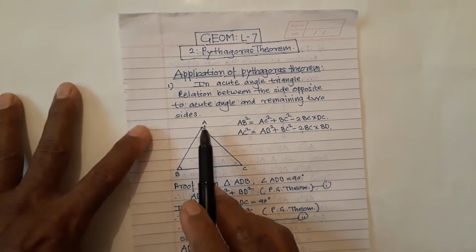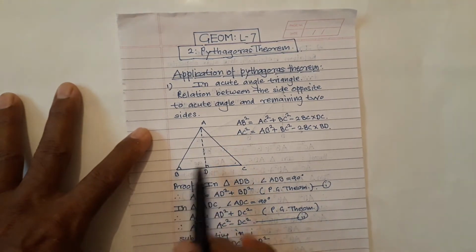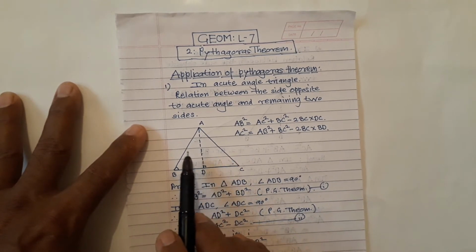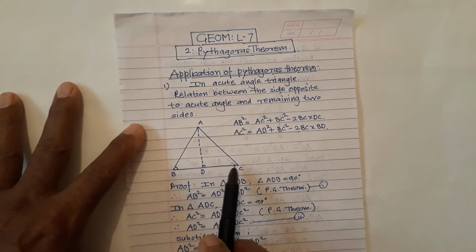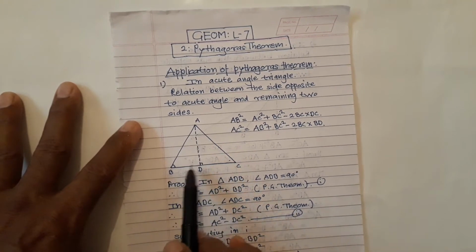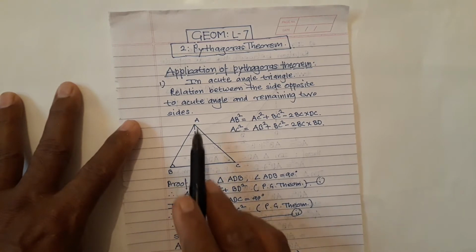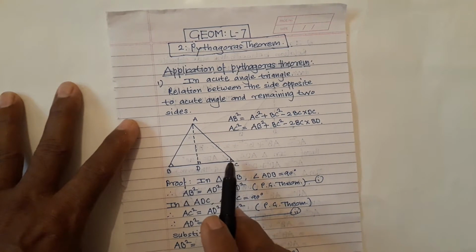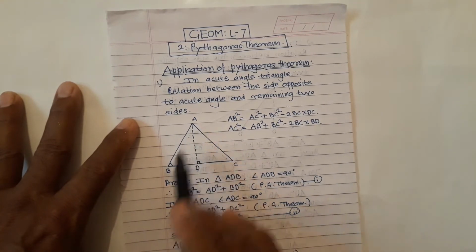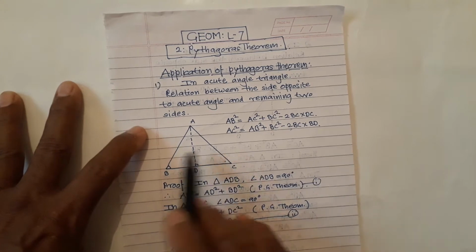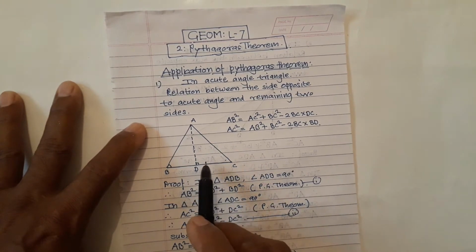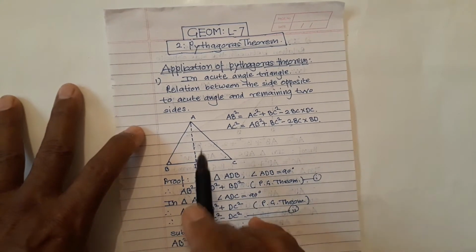Now suppose this is a triangle ABC, which is an acute angle triangle. So you know what is acute angle triangle. Acute angle triangle means all angles of a triangle are less than 90. So in this triangle, angle B is acute, opposite side is AC. Angle C is acute angle, side opposite to C is AB. Okay, you can find the relation between this side and remaining these two sides. Okay, so the relation is this.